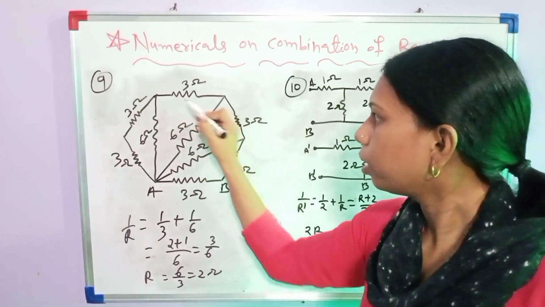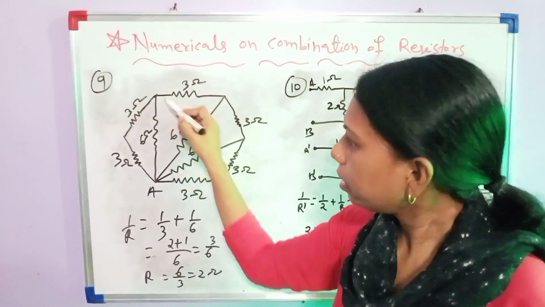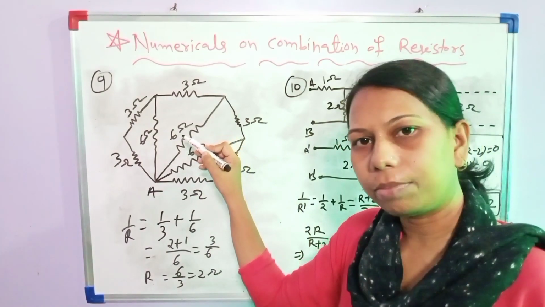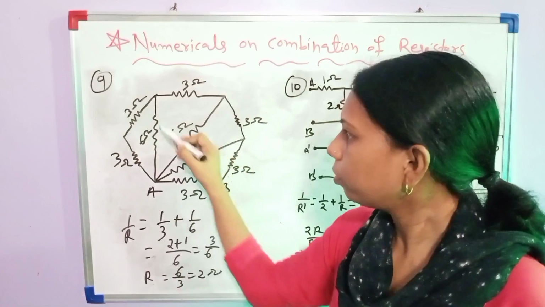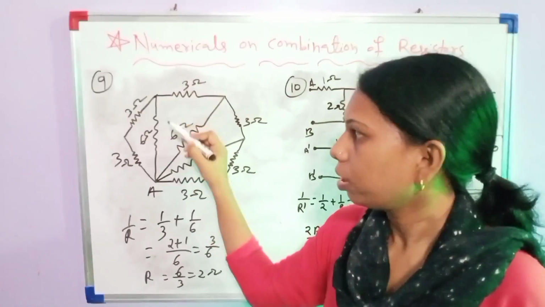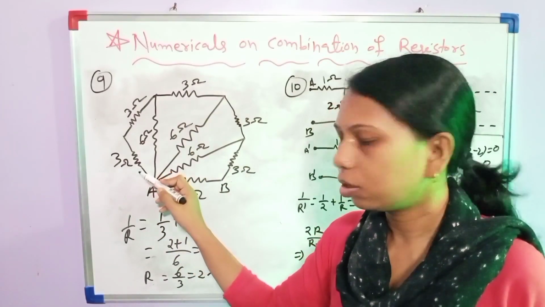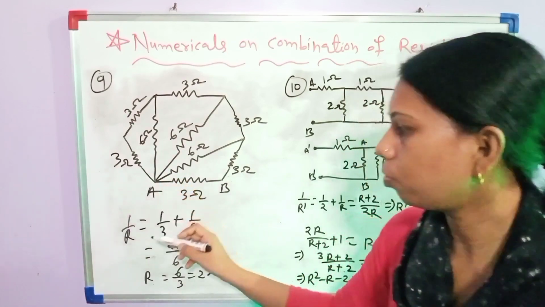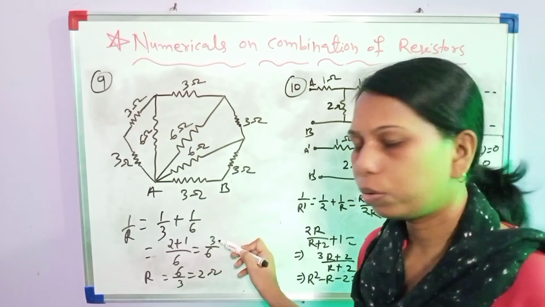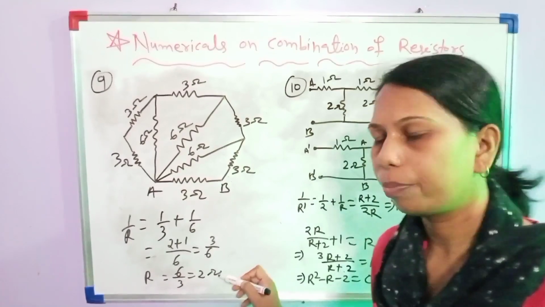Again 3 ohm and 3 ohm in series. Equivalent of them is 6 ohm. Again this 6 ohm and total 6 ohm in parallel. Equivalent of them is 3 ohm. Then 3 ohm, 3 ohm in series. Equivalent of them is 6 ohm. Then total 6 ohm and 3 ohm are in parallel. So equivalent of them, let it be R. So 1 upon R equals 1 upon 3 plus 1 upon 6 equals 3 upon 6. So R equals 6 upon 3 equals 2 ohm.